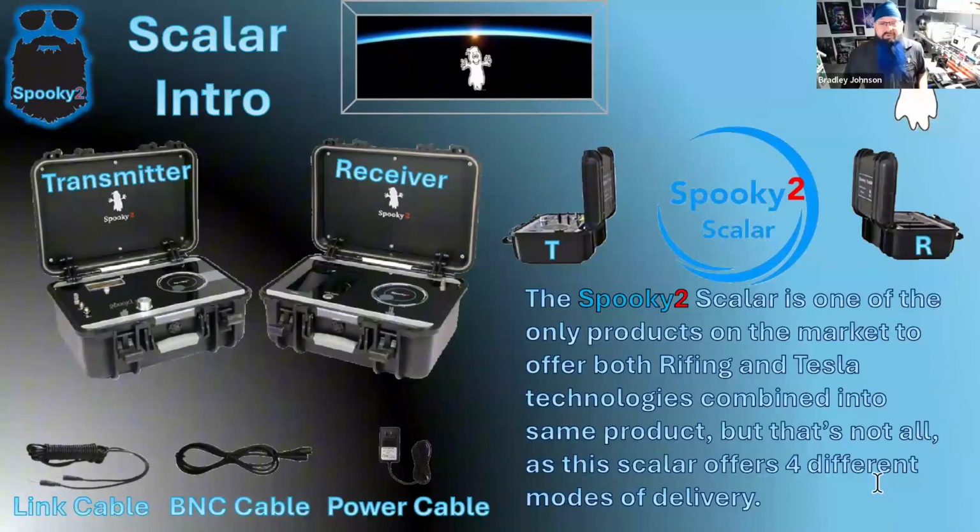Now, as we go through the presentation tonight, I'm going to be talking about both the transmitter, as I've labeled here with the T, and the receiver, which I've labeled with the R. Both cases look fairly similar, as you see here, but there are small changes between the two, and I'm going to cover those with you next. However, the most unique thing about the Spooky2 Scalar is that this is one of the very few products on the market that combines both the technologies behind Rife and Tesla into the same device and product.